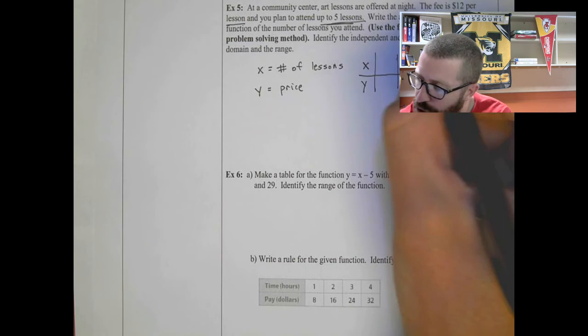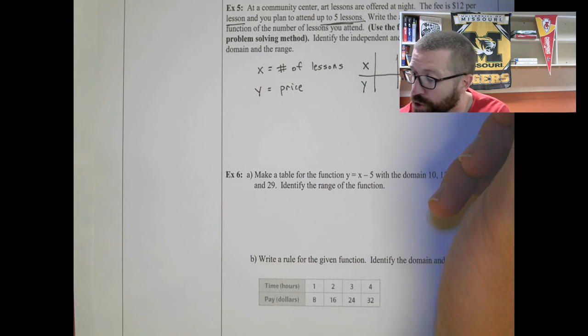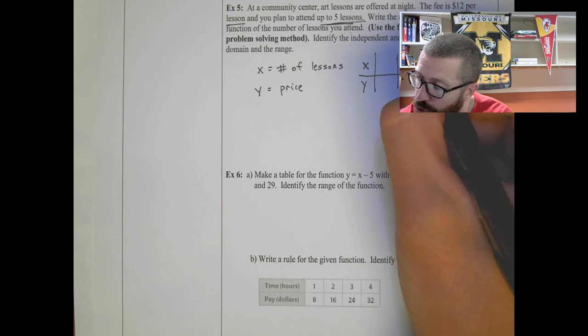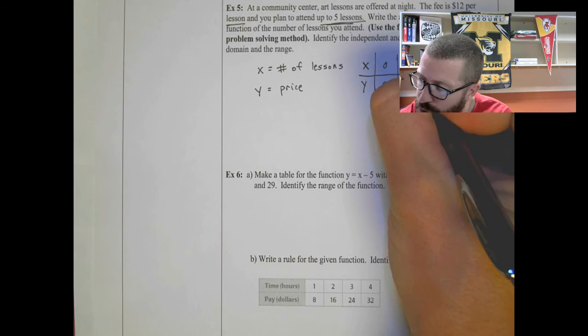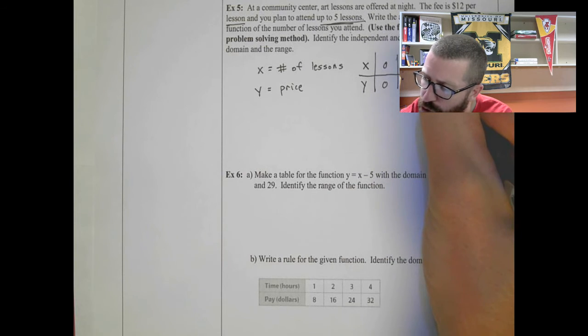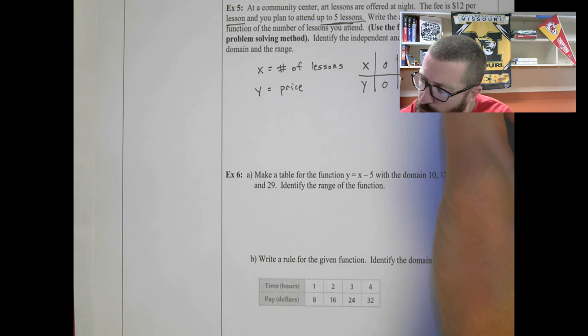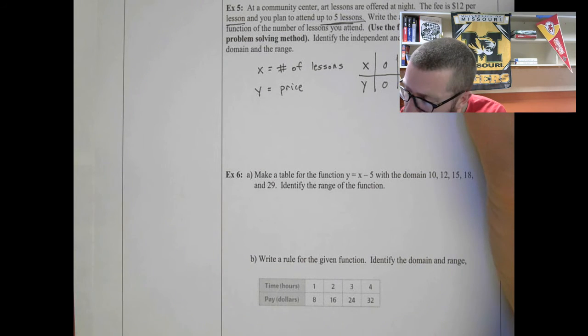So you could attend, I guess, 0 lessons, right? It could be $0. Or you could attend 1 and it would be 12. You could attend 2 lessons and it would be 24. 3 lessons would be 36. 4 lessons would be 48. And then 5, let's squeeze that in here. 5 would be 60.